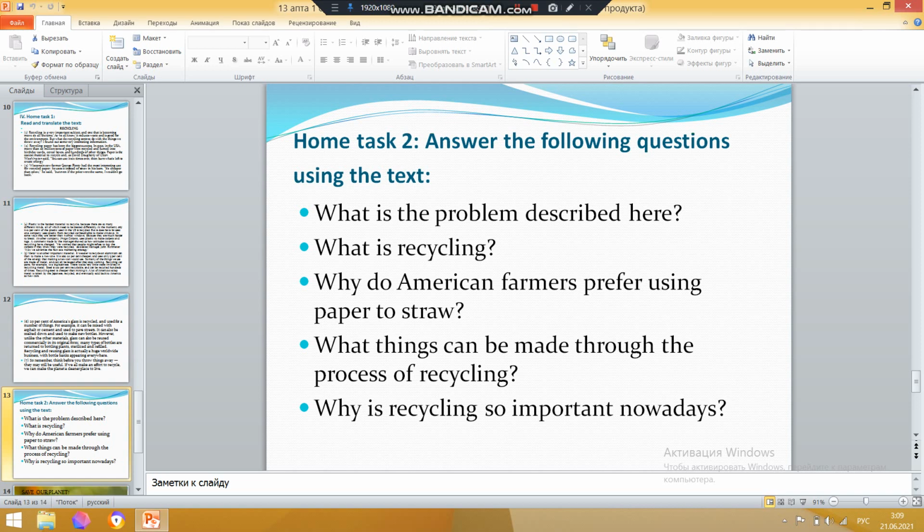Home task number 2. Answer the following questions using the text. What is the problem described here? What is recycling? Why do American farmers prefer using paper straw? What things can be made through the process of recycling? Why is recycling so important nowadays?